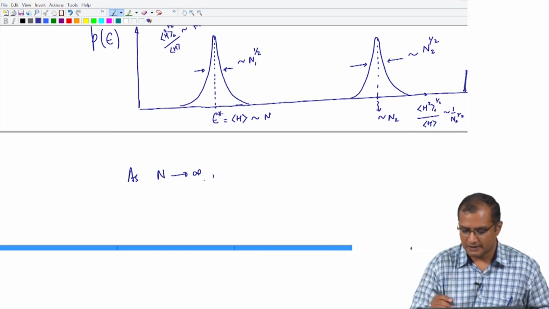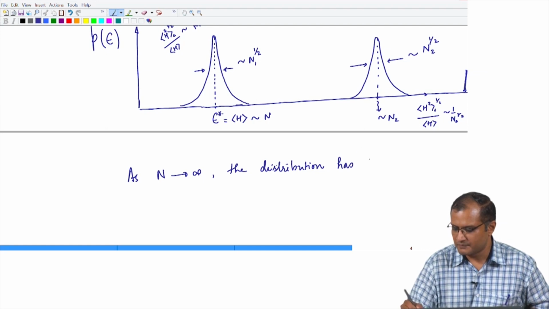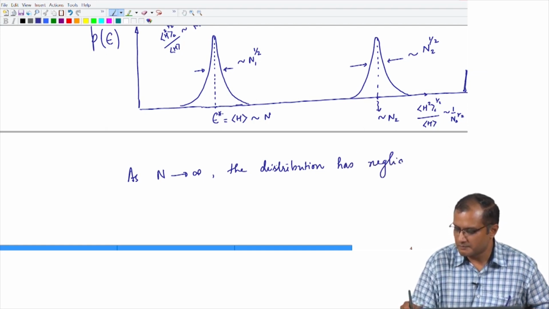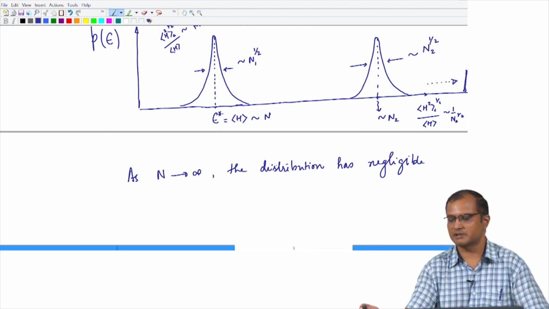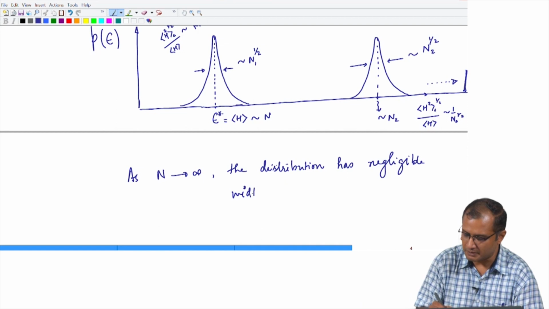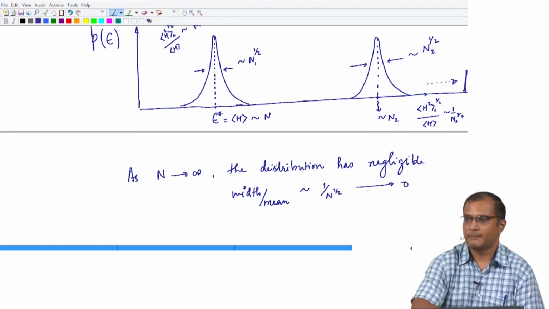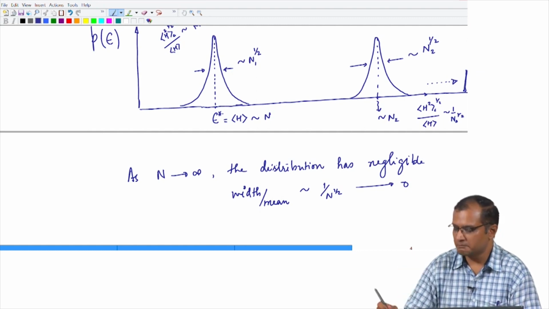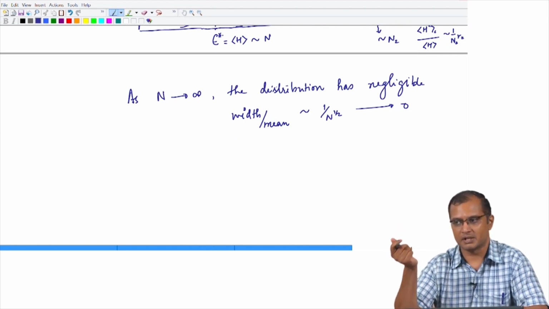So, eventually the distribution has a negligible width. This would be eventually what you would get as you continue down the line, the ratio of width over mean, which is basically 1 upon square root n, goes to 0. So, now you essentially recover a microcanonical ensemble in the limit n tending to infinity, is basically the take home message. Okay.